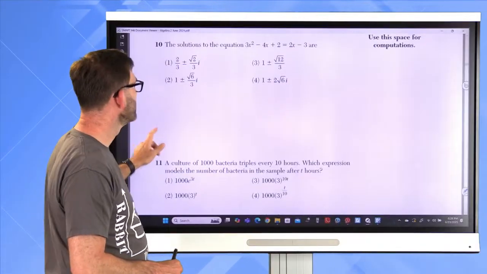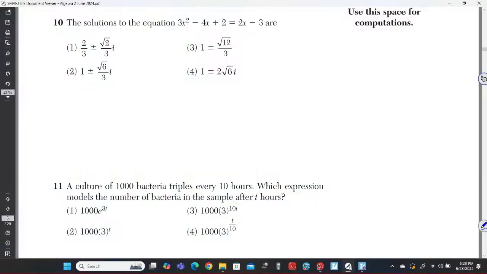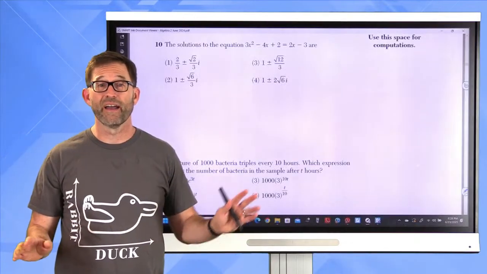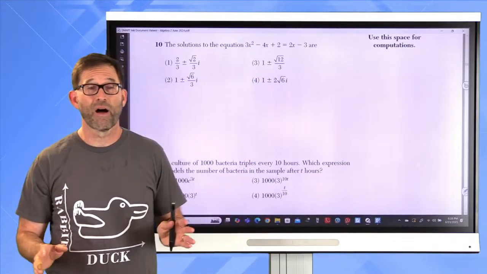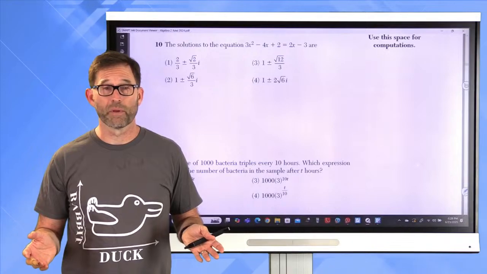Talking about i, number 10. The solutions to the equation 3x squared minus 4x plus 2 equals 2x minus 3 are which of the following? Basically, all of these answers have i in them except for choice 3. And even that one implies you're going to be using the quadratic formula here.